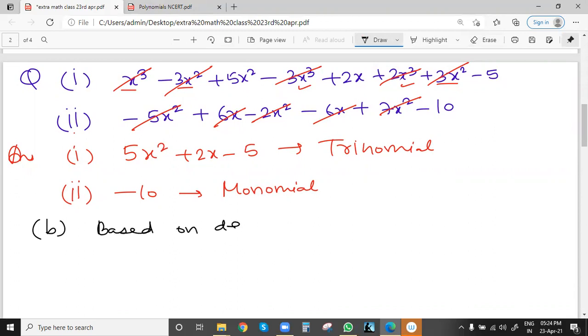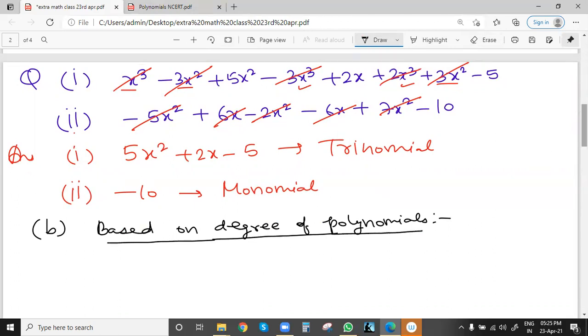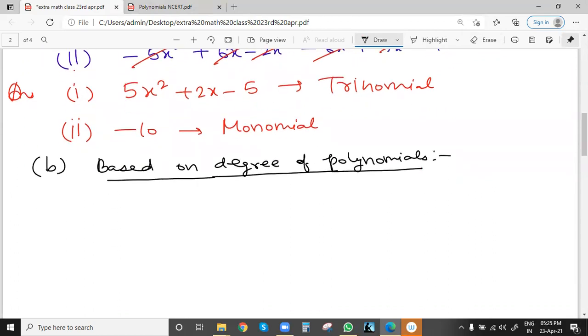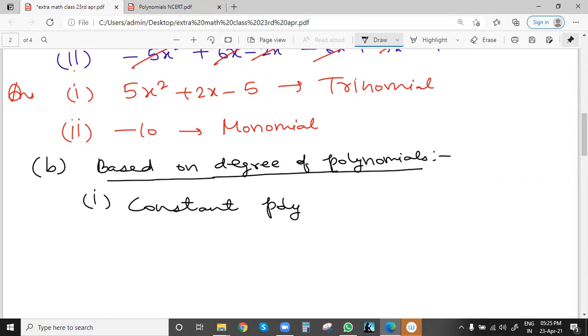based on degree of polynomial. So degree basically is the maximum power of x in a polynomial. So the first one is constant polynomial. We've seen it in our last class also. For a constant polynomial, the degree will be 0, or we can say degree will be 0.